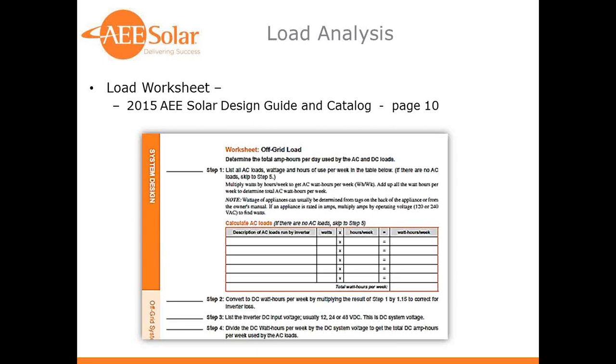We do have some worksheets in our catalog. We also have an Excel version of this worksheet that we can email to you to work out. You can certainly create your own. Essentially, you're just listing what all your loads are, and how many watts each load takes. You're multiplying that by the number of hours per week that load is run, and we end up with watt hours per week, and then we can divide that by 7 to get an average per day. The worksheet also accounts for inverter efficiencies and can convert it to amp hours based on battery voltage.